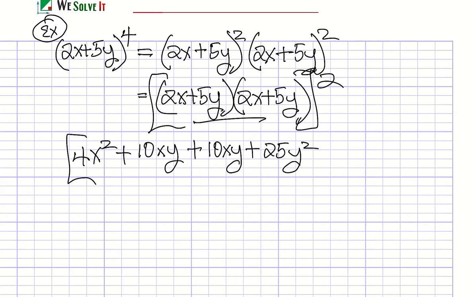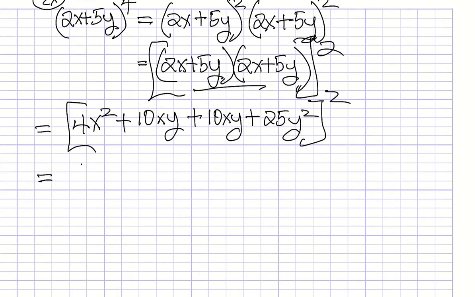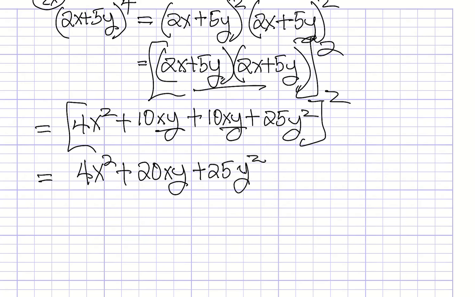Okay, don't forget what we have outside the bracket. We got that 2 there. So let's simplify and see what happens. We'll say 4x raised to the power 2 plus 20xy, this and that, plus 25y squared. Let's make it clean, that way we can see. All that raised to the power 2.